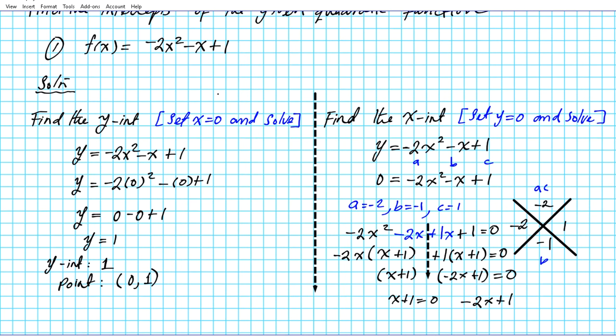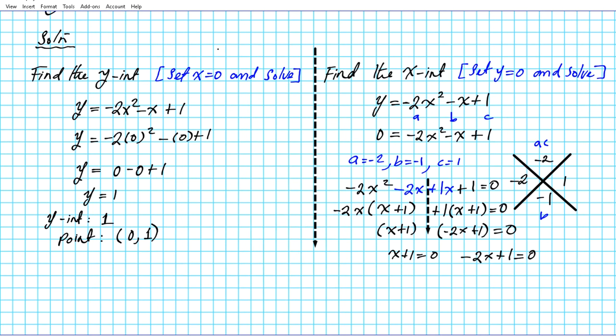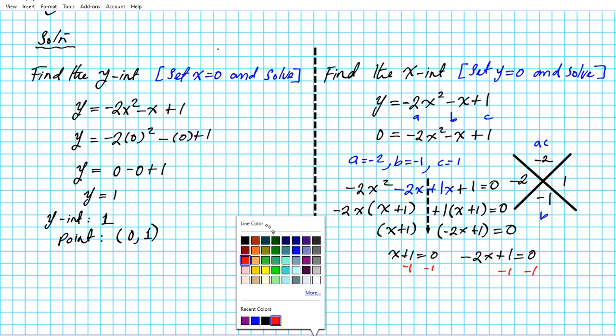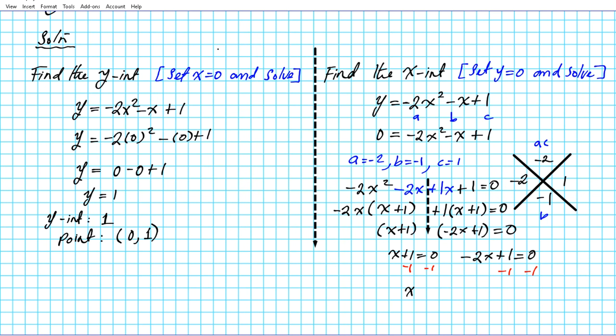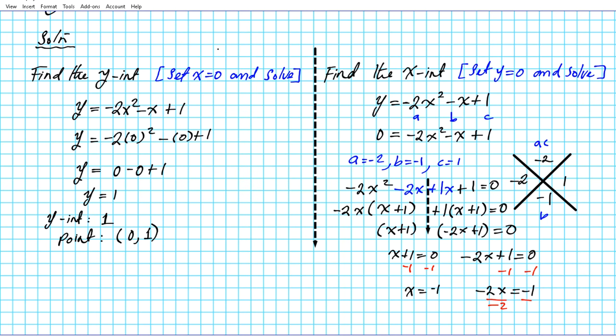and negative 2x plus 1 equals 0, and solve for our x-intercepts. For the first one, we just subtract 1 from both sides. From this one, we can also subtract 1. The first one is solved. We have x equals negative 1, our first x-intercept. And then we have negative 2x equals negative 1. Divide that by negative 2, and that will give us our second x-intercept, which is x equals 1/2.